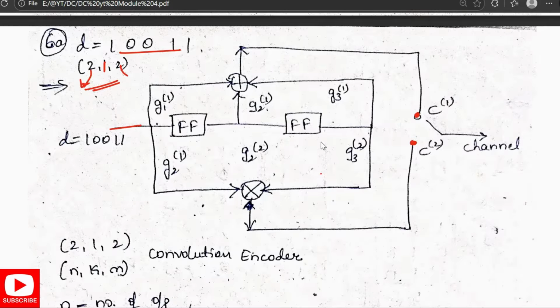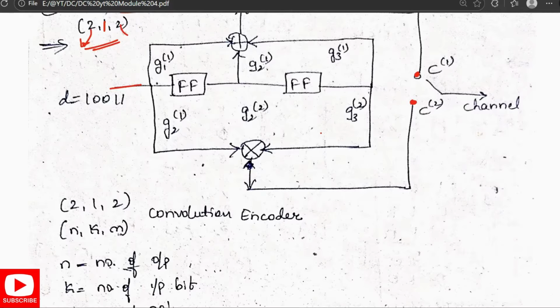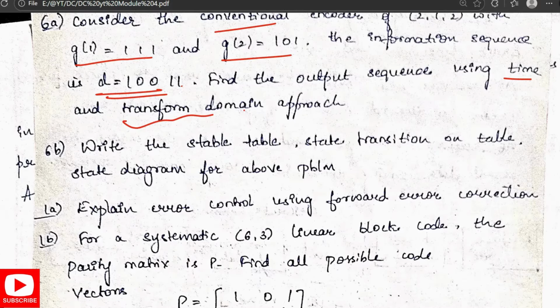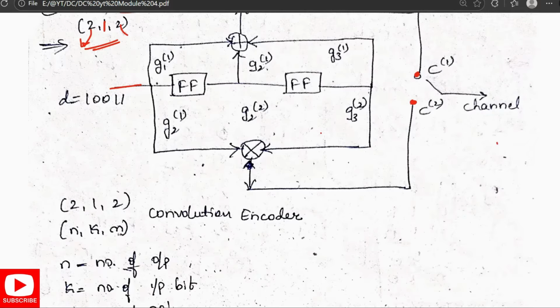After writing this, now you have to match it up based on the G1 and G2 equations that are given, 111 and 101. 111 means from all the inputs we are getting the input to the modulo 2 adder, and here we are getting from G1 and from G3 and not from this. So let's move on.